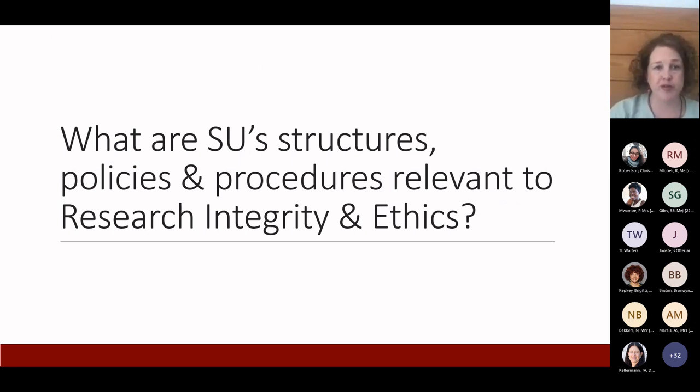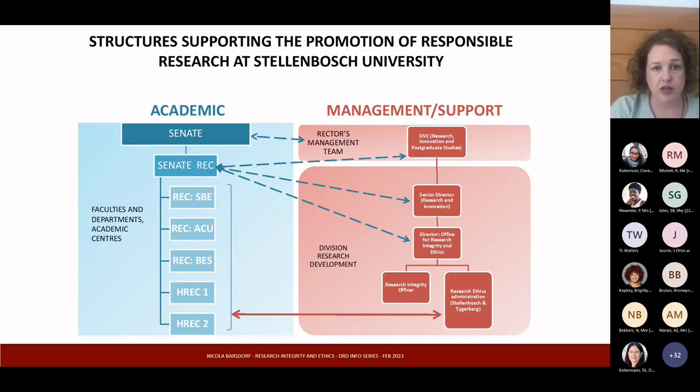I'm going to move briefly now to the Stellenbosch University structures, policies, and procedures relevant to research integrity and ethics. I just wanted to start with a broad outline of the structures that support the promotion of responsible research at Stellenbosch University. If we look on the academic side, obviously we have reporting to Senate, our Senate Research Ethics Committee, and this is an oversight committee for the ethics space.